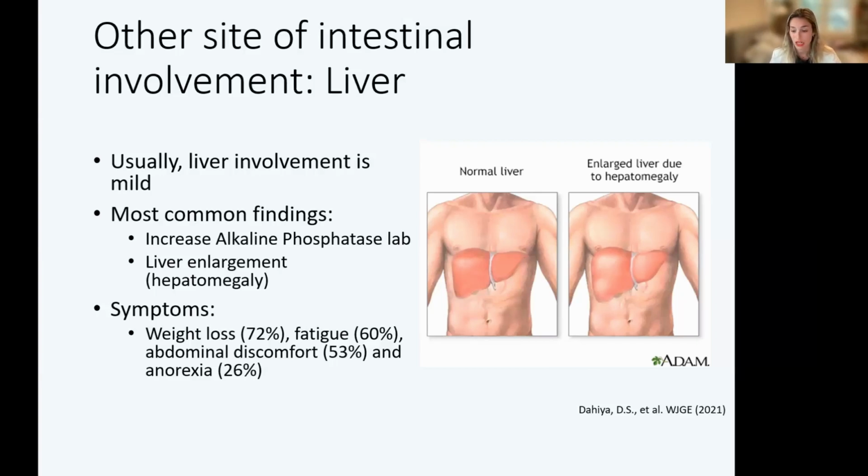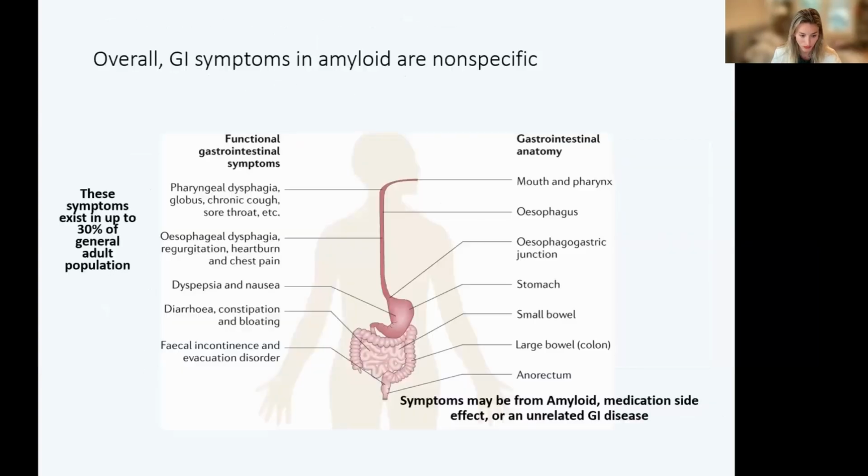Symptoms as well may be nonspecific, things like weight loss being most common, fatigue, abdominal discomfort, and anorexia or loss of appetite. Overall, GI symptoms of amyloidosis are very nonspecific, and these symptoms in general can exist in up to 30% of the general adult population. So, symptoms may be related to amyloidosis, they may be related to a medication side effect, or it can be simply an unrelated GI disease occurring simultaneously.